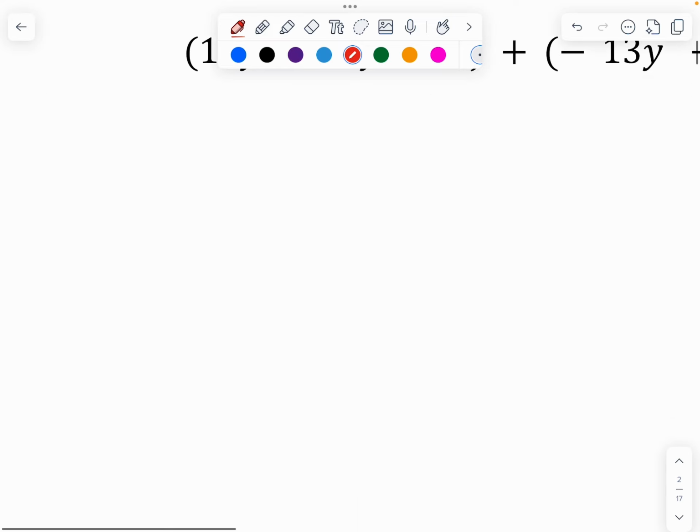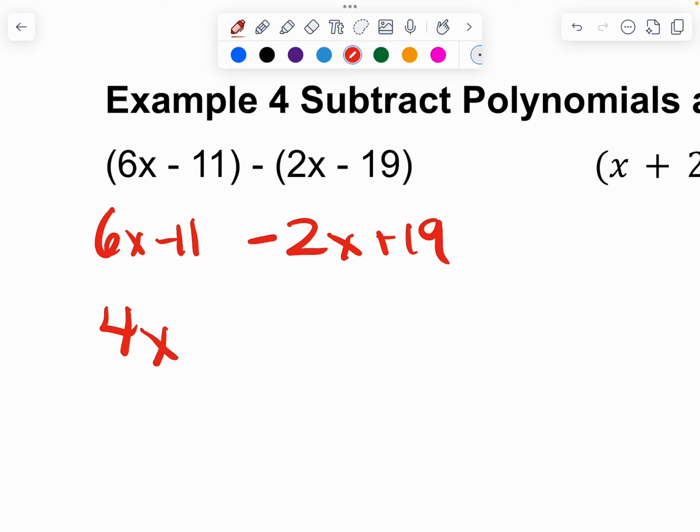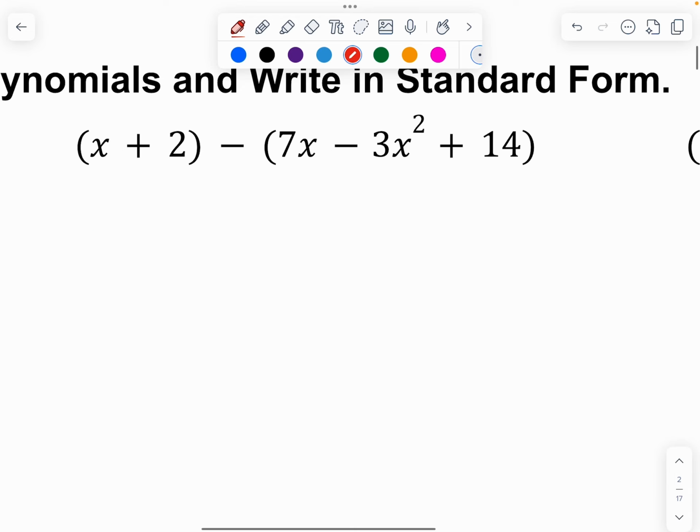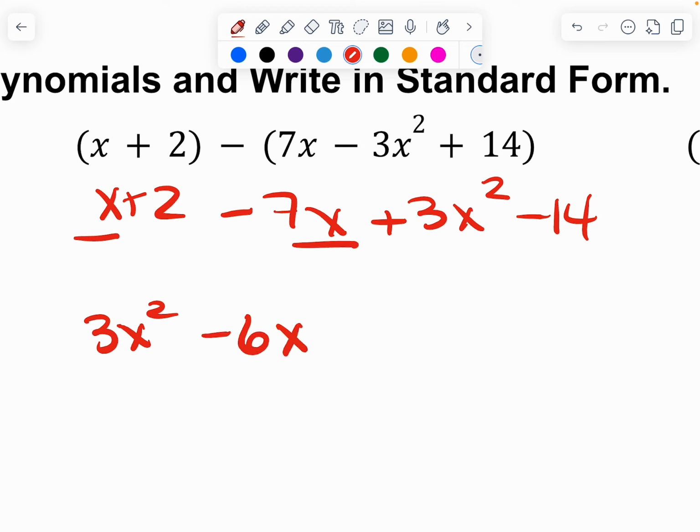Now if you had subtraction, on the other hand, be careful, because on subtraction you have to distribute that negative. So I would get 4x, because these combine, then these two would get plus 8. On this one, x plus 2, distribute my negative. Remember, you want it in standard form, so the 3x squared goes first because there's nothing to combine. These two, I get negative 6x. These two, I get negative 12.